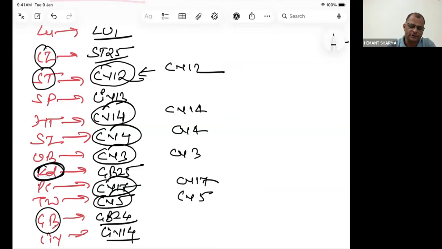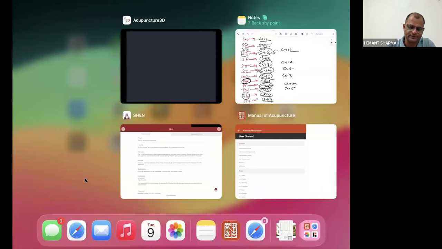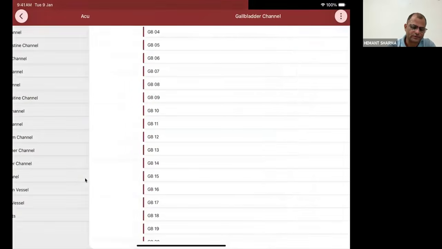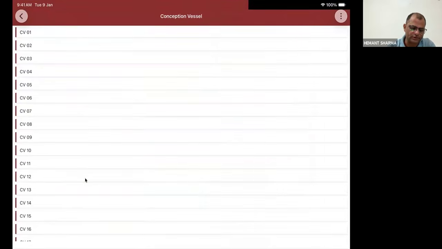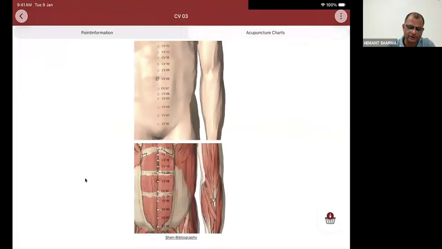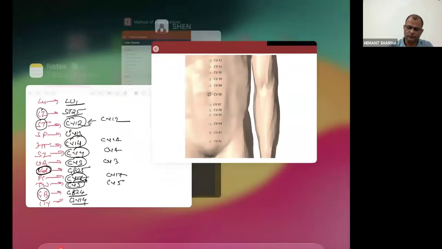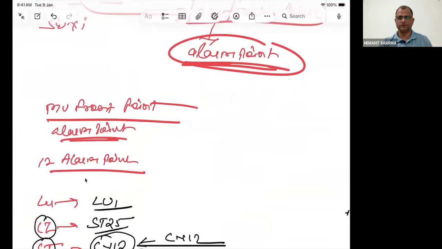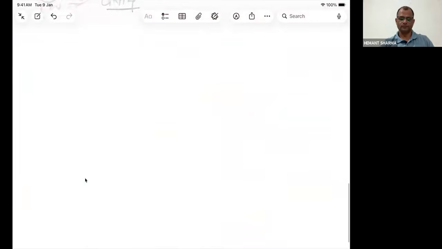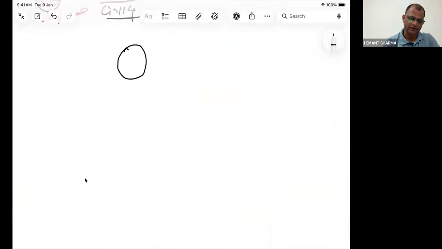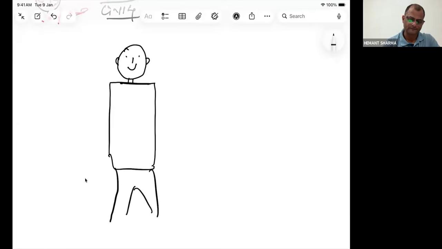Before proceeding to the alarm points, let's discuss this thing here. Look at the CB meridian, because the CB meridian is a very important meridian. So let's see the other image. All of you make a diagram, a smiling one. Then make the bigger trunk.